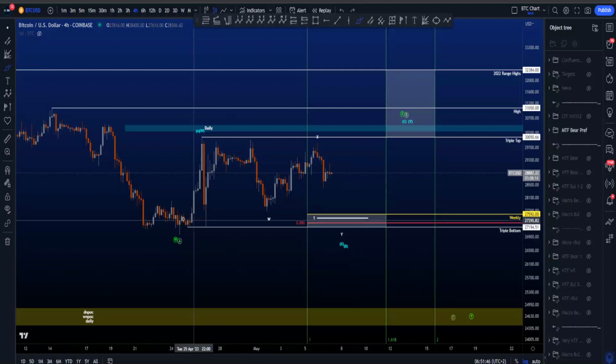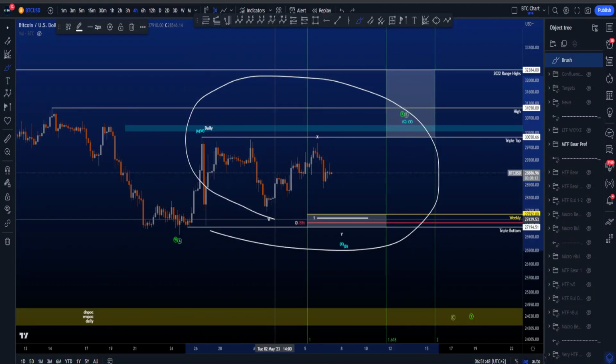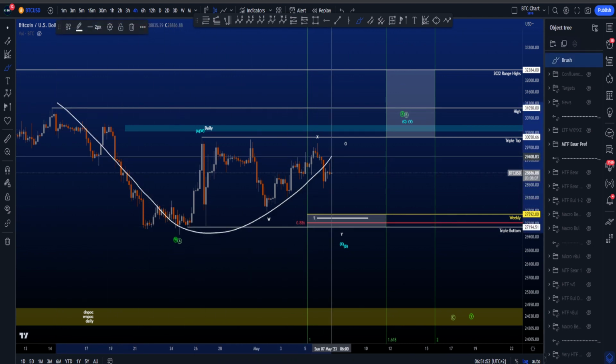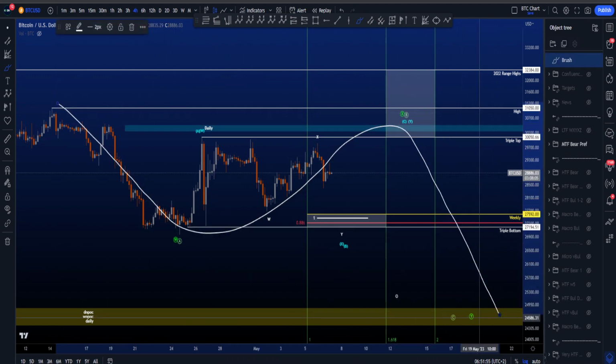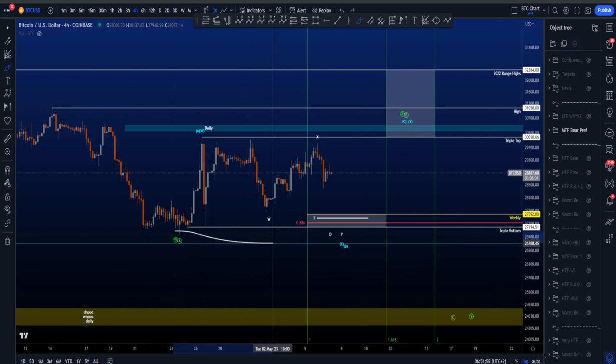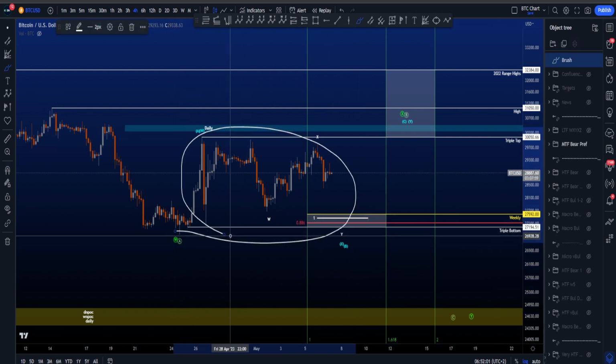Hi everyone, let's go through my medium time frame and low time frame Elliott Wave scenarios on Bitcoin, starting with the medium time frame, where we are looking for a three-wave structure, either an ABC or a WXY, to the downside, which is a corrective structure.